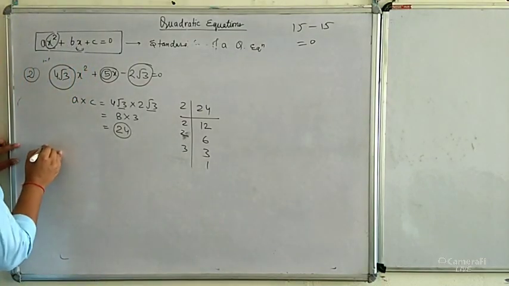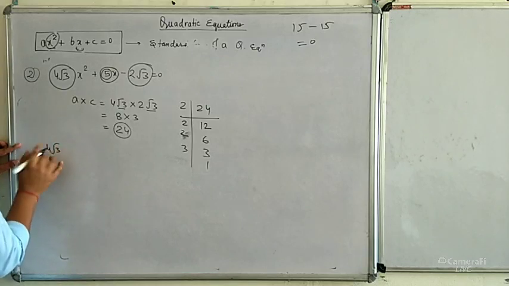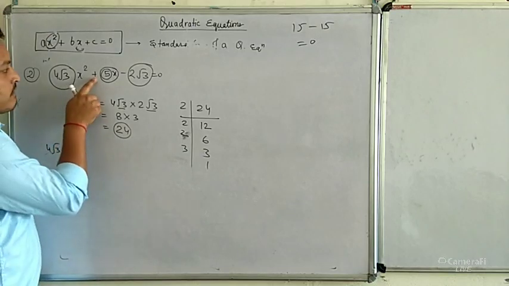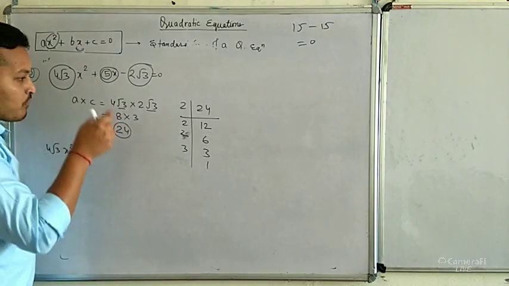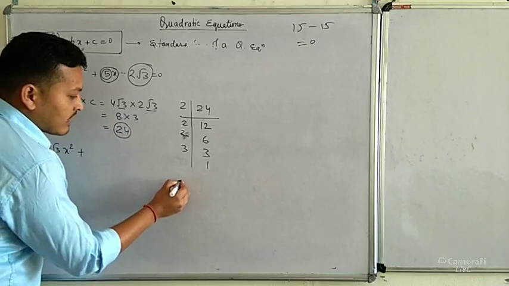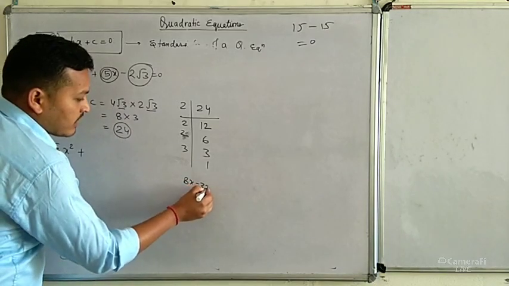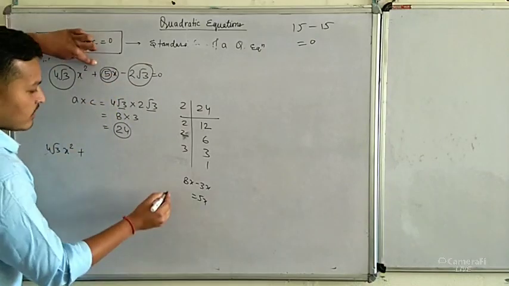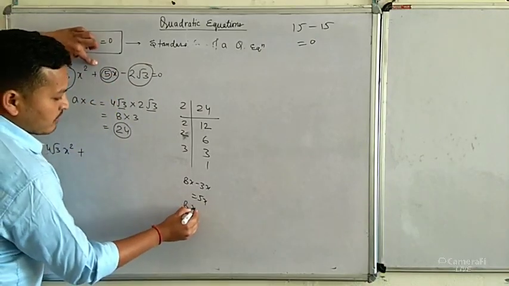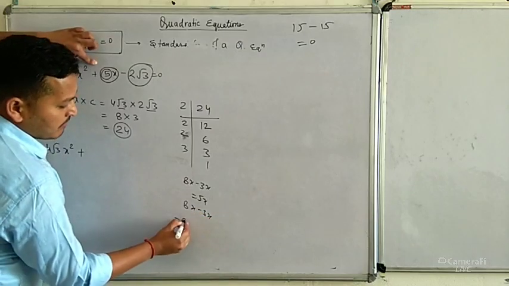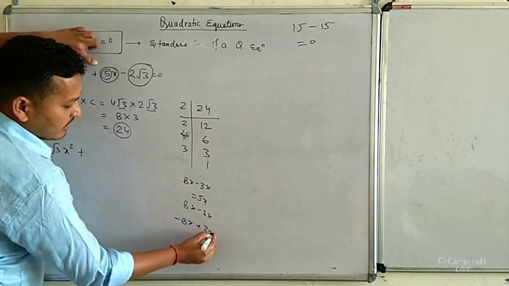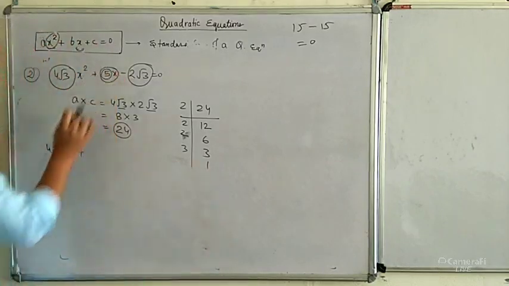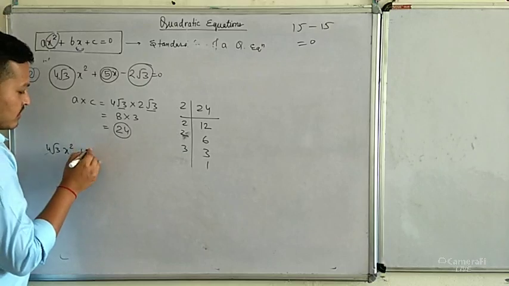So then we can write 4 root 3 x square plus 8 minus 3, and please remember here it is the sign of plus. So you have to arrange the values so that we get 8x minus 3x, and then we will obtain 5x. If it is minus in the question, then it will not be 8x minus 3x in this case. Then we have to take minus 8x and plus 3x, and we will get minus 5x. So it is based on the question. The 5x we can write like this.